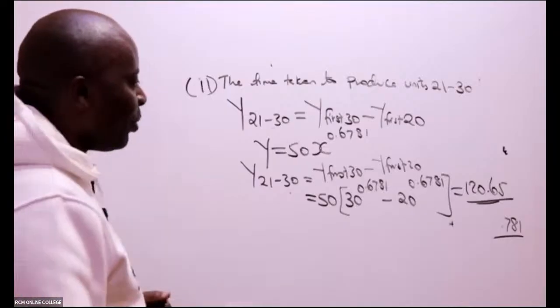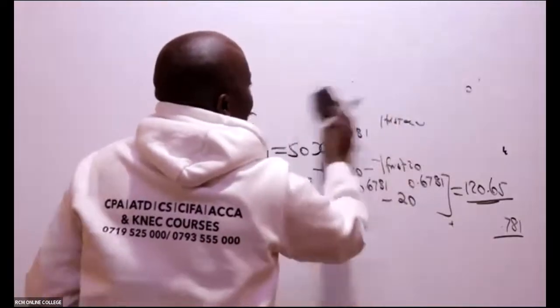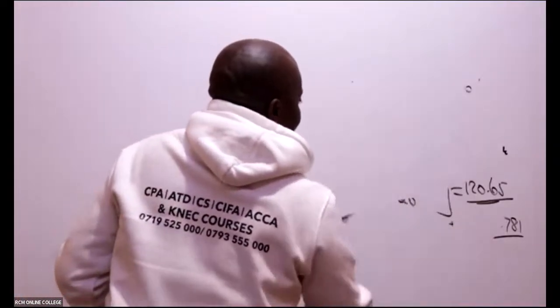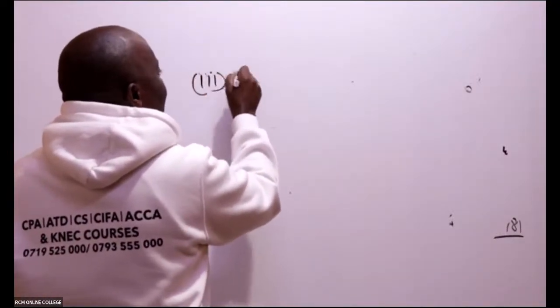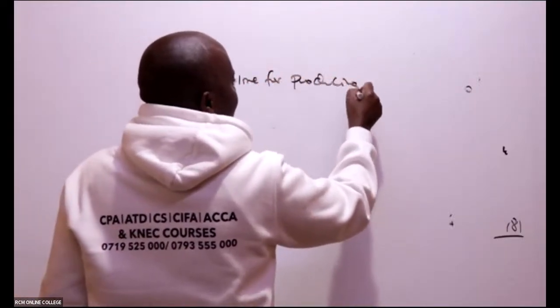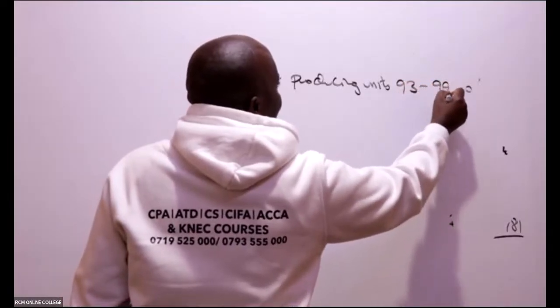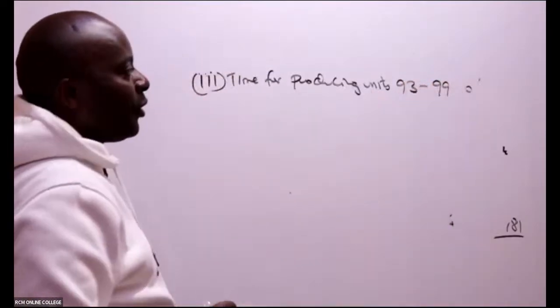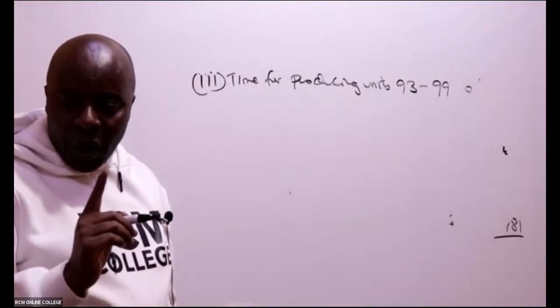So for example, assuming I can come now and rub this. If I rub this, now we are given number 3. Number 3, they want the time for producing units 93 to units 99. Could you kindly try that? Units 93 to units 99. Especially the student who was lost.